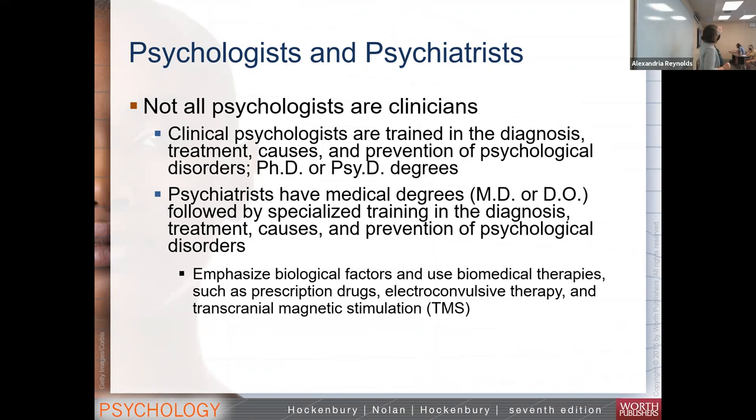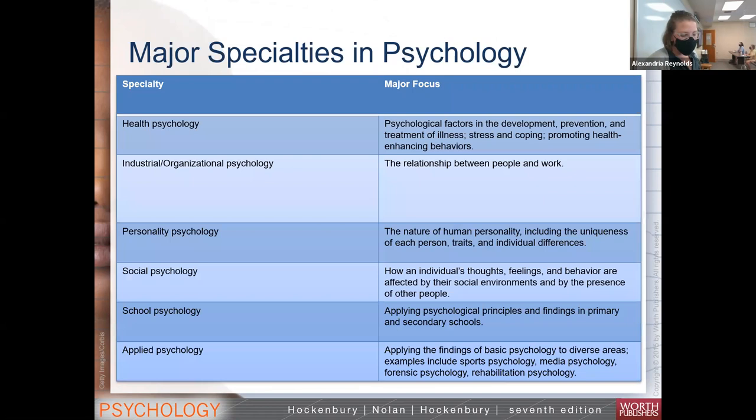So if you want to be a psychologist, you're going to go to grad school and get a PhD or PsyD, something like that. And if you want to be a psychiatrist, you're going to go to medical school and get an MD or a DO. Any questions about that? The last thing I'm going to cover, these last two charts here, I want you guys to just take a look at and read on your own.